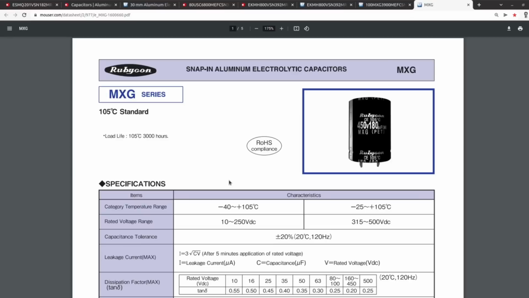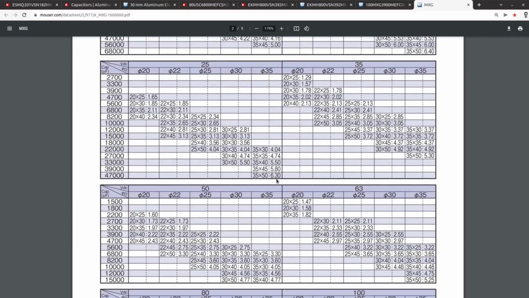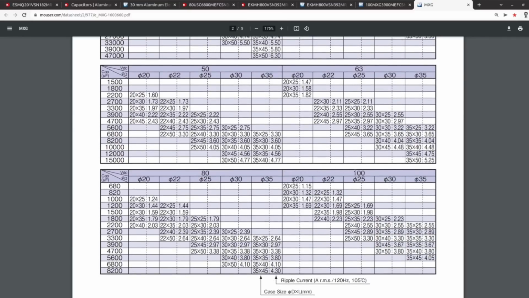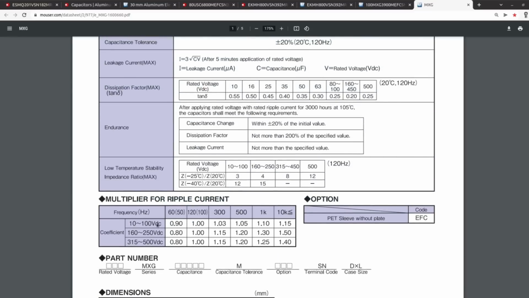The ripple current was not specified on Mouser, so I'm checking this datasheet. We should find it here in these tables. First we find the right voltage, which is 100 volts. Then capacitance here, 3900. And here it is, 3.67 amps at 120 Hz, which is better than the original. And for high frequency there is a multiplier here. 400 volts and 10 kilohertz, the multiplier is 115.